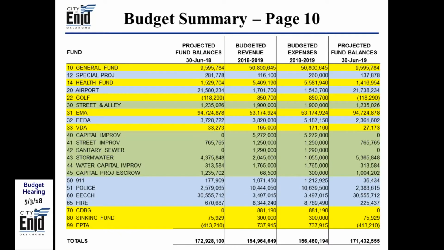Now we're going to get into some of the individual funds and what makes up those numbers in more detail. Tonight, we're going to go over the funds up here that are in yellow, which is General Fund, Health, Golf, CDBG Sinking Fund, VDA, and then we're going to move on down the agenda to EMA and wrap up with EPTA for tonight. Monday, we'll come back and do all the ones in green, which are the capital improvement program. You'll hear from engineering on that. And then next Thursday, we'll wrap up with the remaining funds, airport, the 3 police funds, fire, the event center fund, and wrap up with EEDA next Thursday.